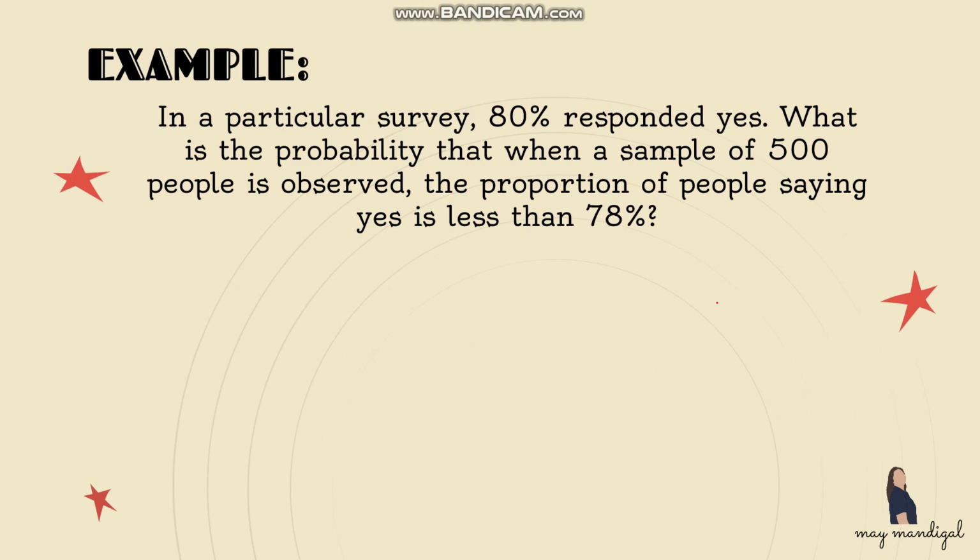Let's try this example. In a particular survey, 80% responded yes. What is the probability that when a sample of 500 people is observed, the proportion of people saying yes is less than 78%? So in this case, we have the population, and from the population, after conducting a particular survey, 80% of them responded yes.